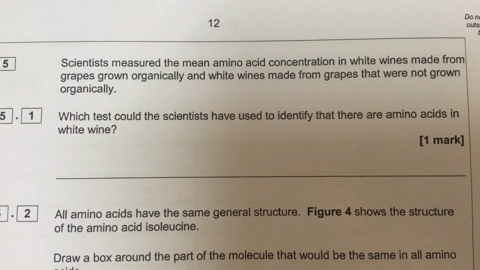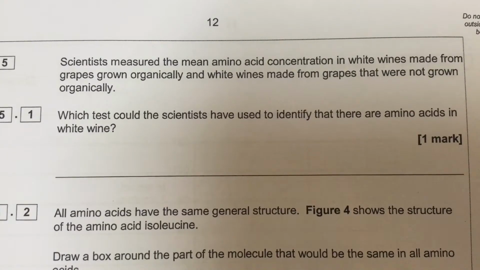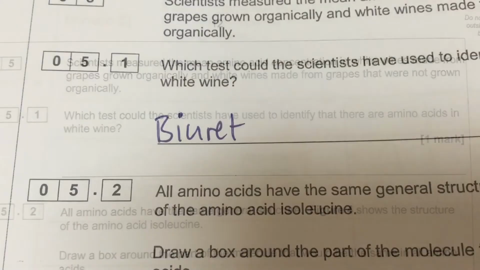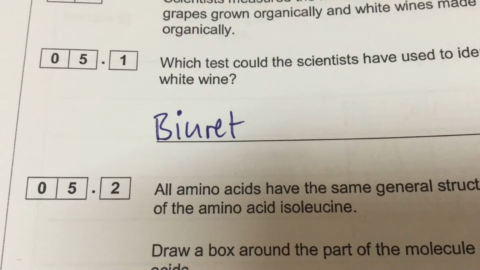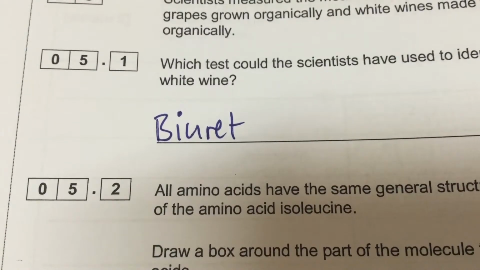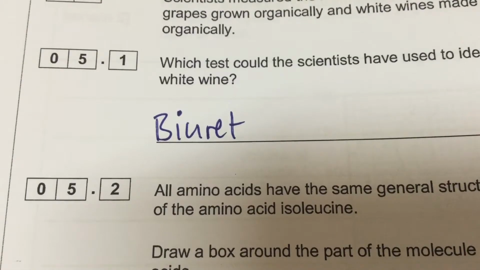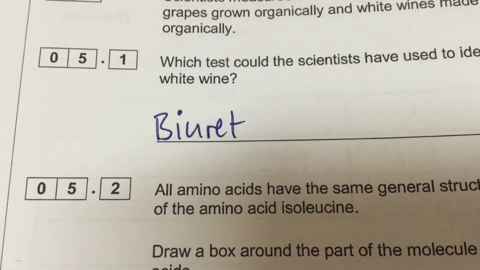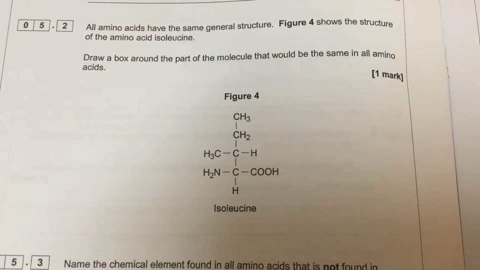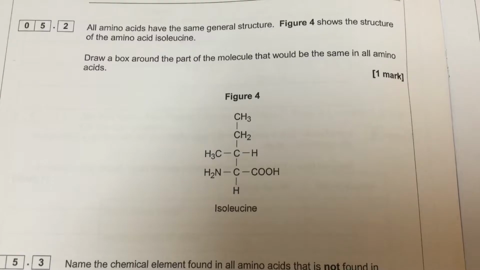Anyway, 5.1. Which test could the scientists have used to identify that there are amino acids in white wine? Really, there's very little uplift here from GCSE. Clearly, amino acids, protein, the test is biuret solution. Now, biuret solution is a solution that you buy as a reagent. It's actually made from copper sulfate and sodium hydroxide. So you could have written that, but it's much easier, much simpler to just write biuret.